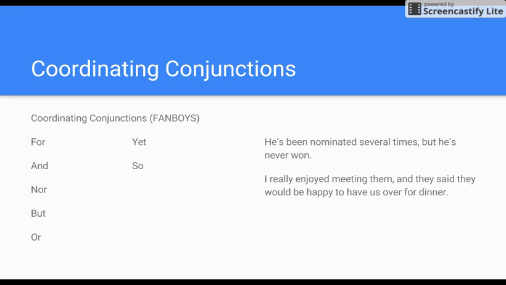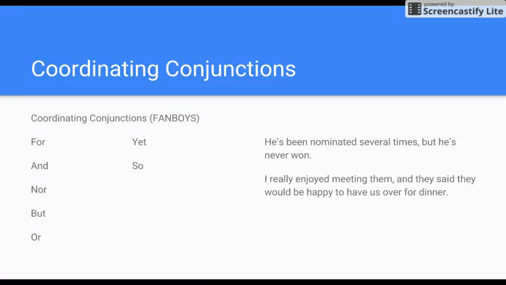The most common coordinating conjunctions are and, but. Also, so is very common, and or is also very common. Okay, and we can remember them using FANBOYS: for, and, nor, but, or, yet, so. So I've got two examples on the screen using but and and.